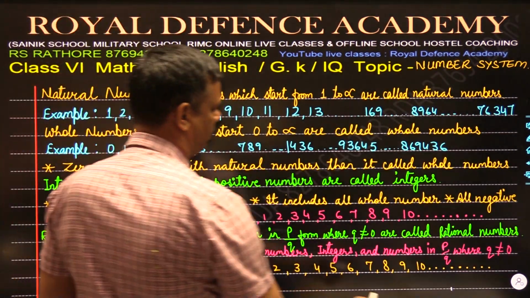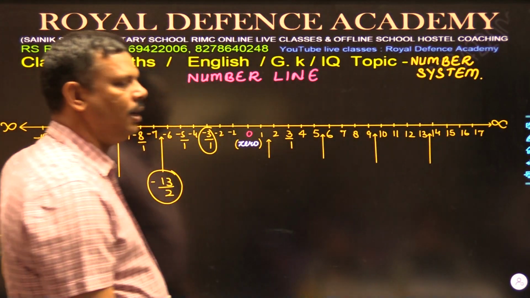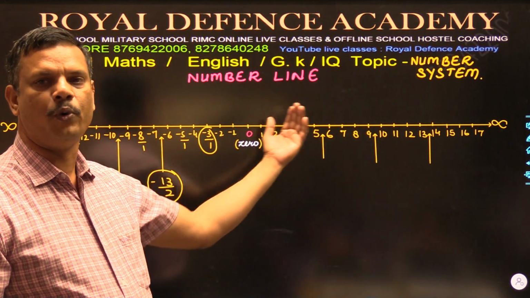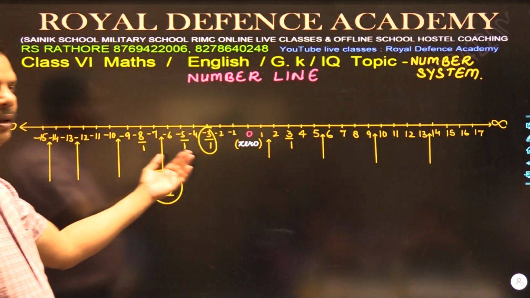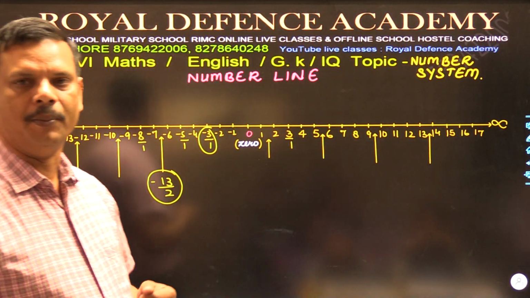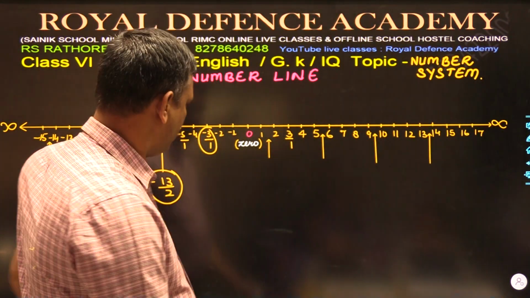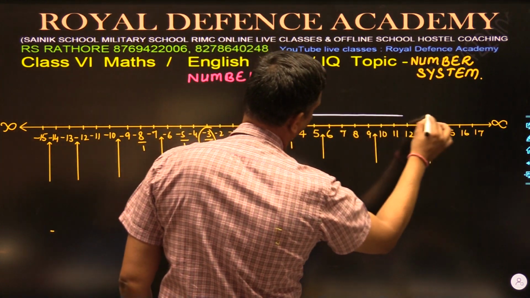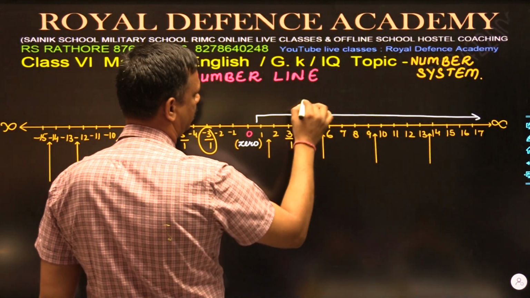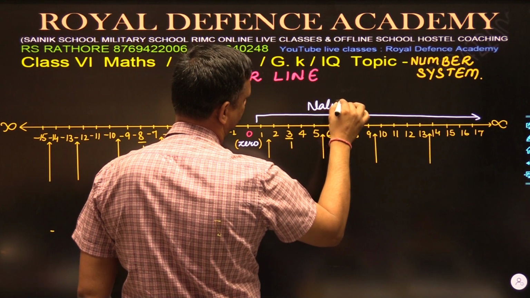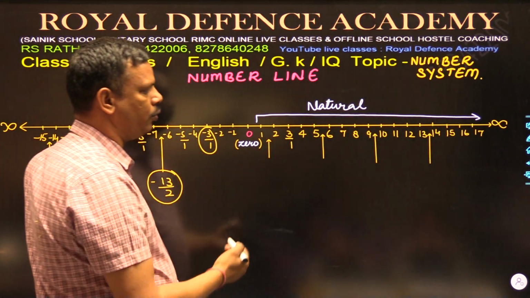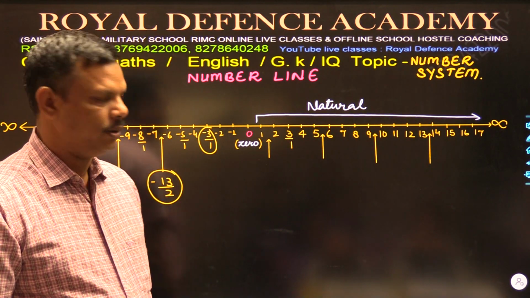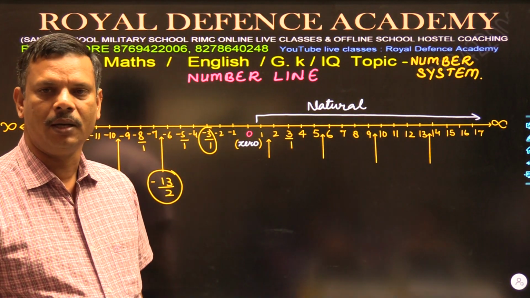Let us understand all these numbers on the number line. This is our number line in which we have 0 and positive numbers, then 0 and negative numbers. Now the numbers that start from 1 to infinity are called natural numbers. It starts from 1, 2, 3, 4, 5, 6, 7, 8, 9 and it continuously goes on. These numbers are called natural numbers.